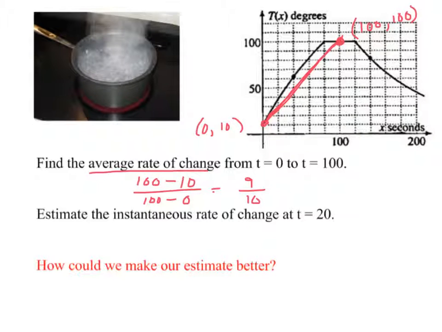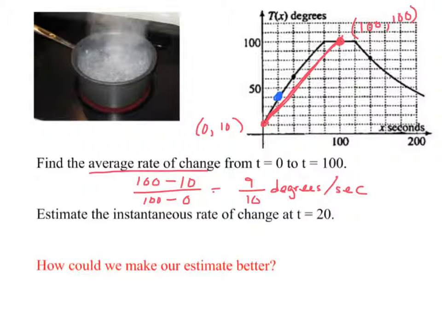And let's use some units here. We've got the change in y, so degrees, over change in x, so per second. So it's going up 9/10 of a degree per second. Now, finding the instantaneous rate of change at 20. Well, this is going to be a little harder, because now we're looking for the slope right there.